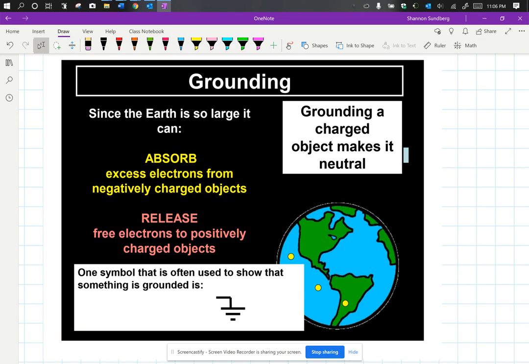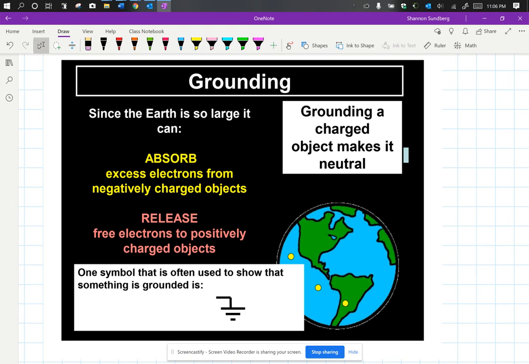Outlets in your house are grounded, buildings are grounded. You're going to see something later on where trucks have metal chains on them to ground them. It's basically a way to release excess electrons or static charge buildup into literally the ground, like the earth.